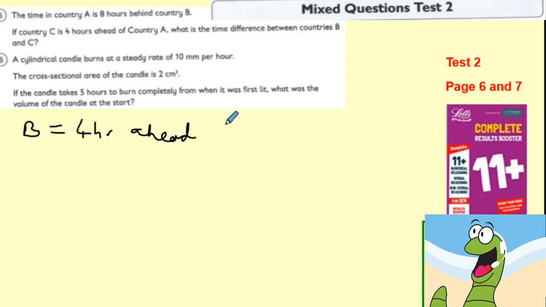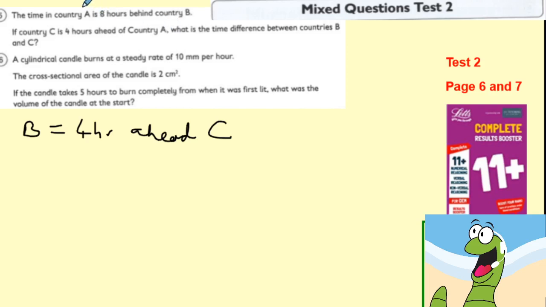Ahead of C. Okay, so it's 4 hours ahead. How do we know that? Well, C is 4 hours ahead, so country A, we know that A is 8 hours behind B. That's what we know. A is 8 hours behind B. We know that C is 4 hours ahead of A.